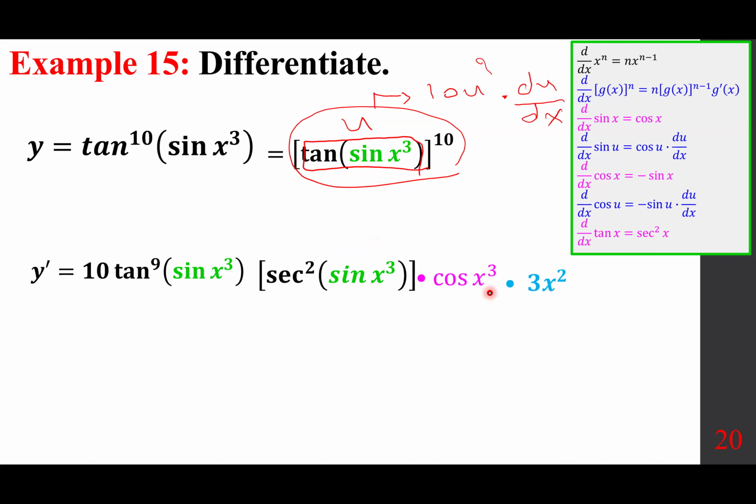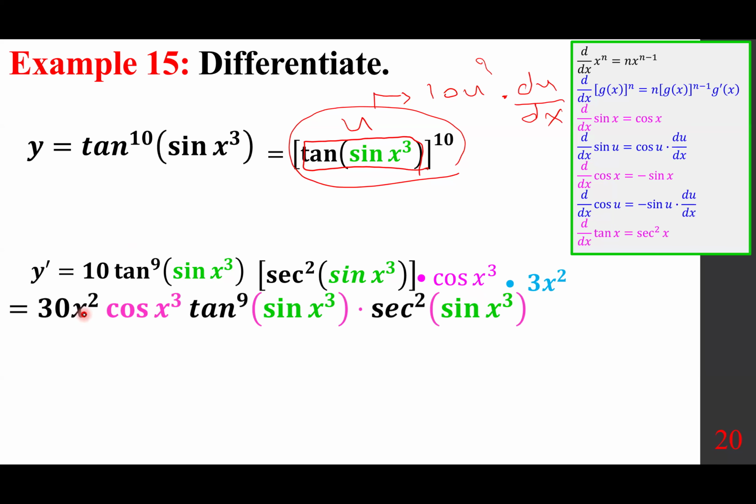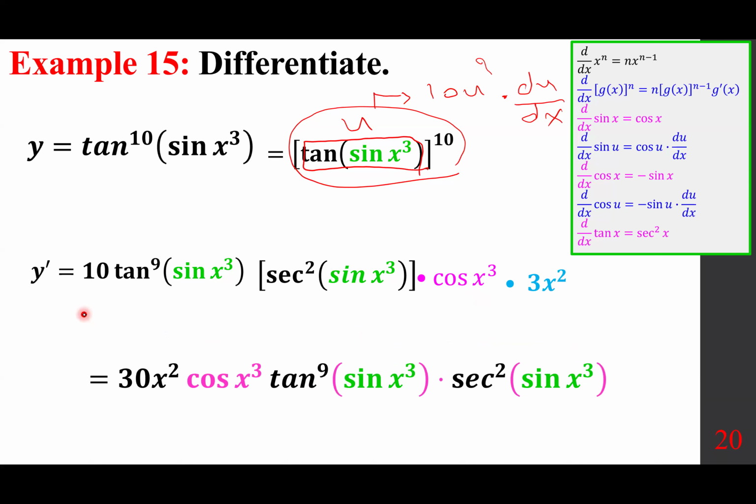I hope you realize it's the chain rule being used repeatedly. And then we put them together. Of course, 3x squared and 10 is 30x squared goes to the front. It's a good idea to put cosine x cubed in front, and then the rest in any order you like, and you're done. And this is it.